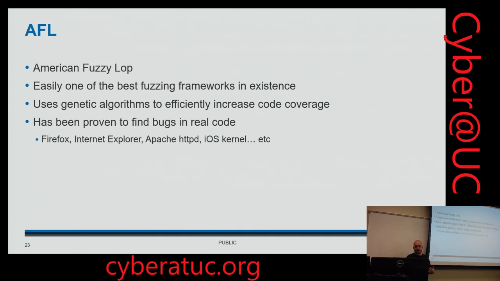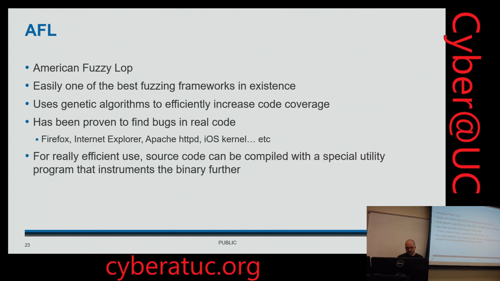It has been proven to find a lot of really awesome bugs in real code: Firefox, Internet Explorer, iOS, kernel, etc. For really efficient use, you can take your own source code and compile it with a special utility that instruments the binary for you, so you get even more throughput on your fuzzing. It's amazingly fast for less complex binaries.